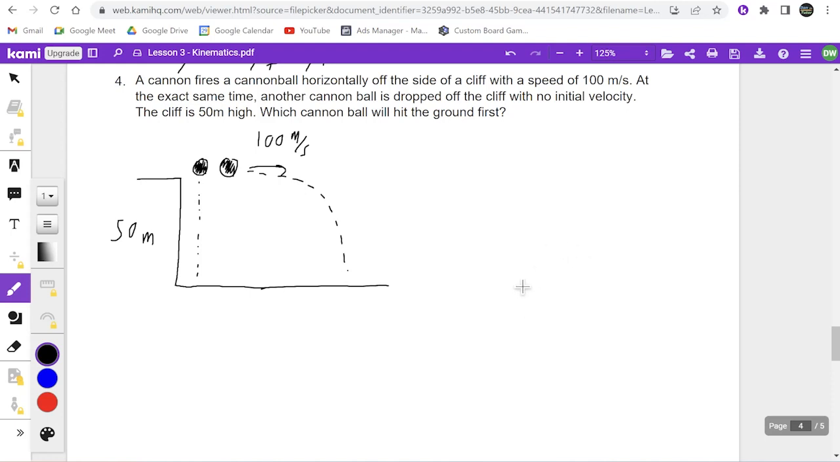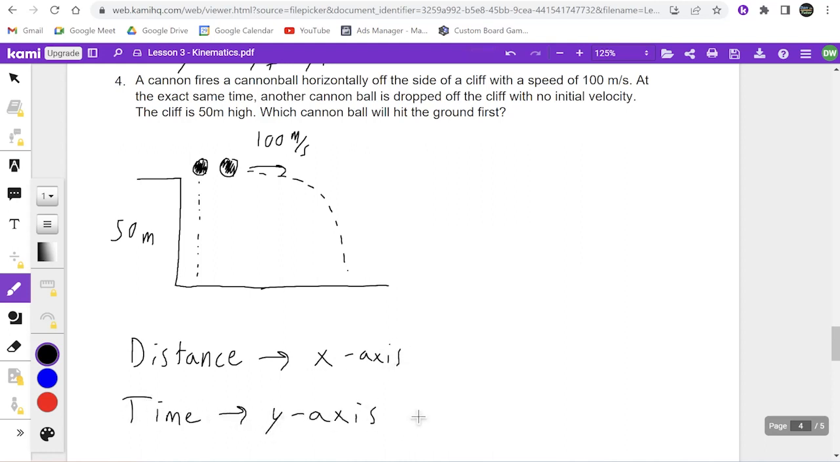So here's what I'm going to suggest. First of all, I want to give a hint. If you want to find anything with distance, notice this has the x and y axis in it, right? Because clearly this is going in both the x direction and the y direction. If you are solving for distance, then use the x axis. If you are solving for time, use the y axis. That's a good tip in general when it comes to kinematics. Now, since we want to know which cannonball hits the ground first, that means we're solving for time. And so I'm going to start with the y axis here.